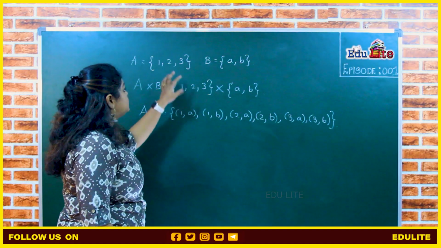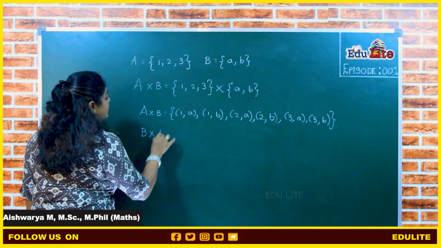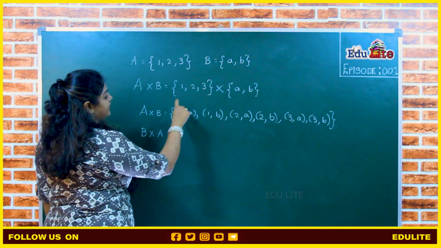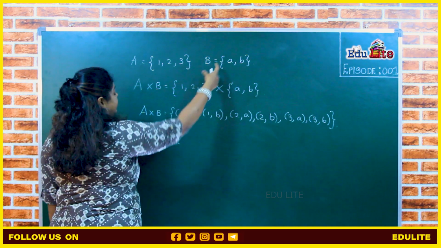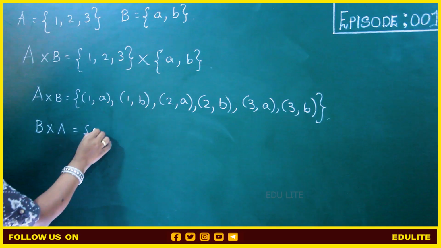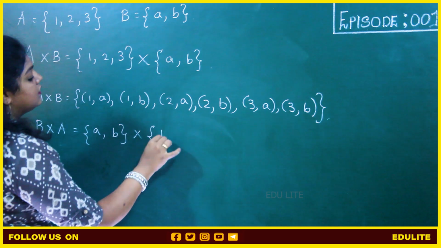Similarly, for these two sets, we will write B cross A. So how will we write B cross A? If it is A cross B, we have to write the A set first, cross B set. If it is B cross A, first we will write the B set cross A set. So it will be {a, b} cross.